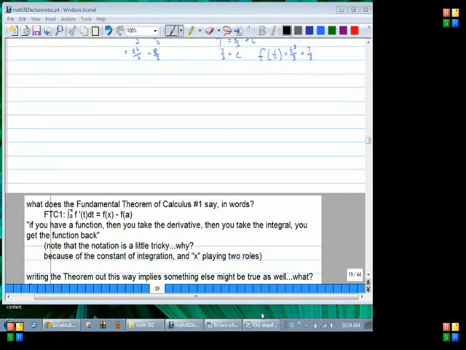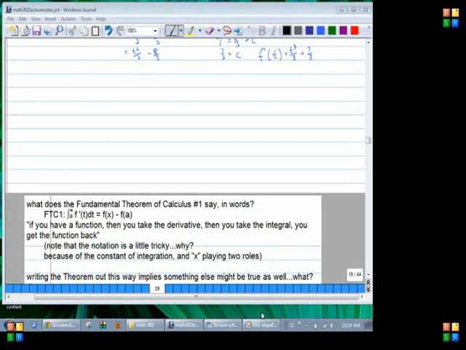They're not inverse, so... Take the integral and then take the derivative? Exactly. If I have a function, and then I take the integral, and then I take the derivative, should I get the function back? That sounds right. So let's see if it's actually true.